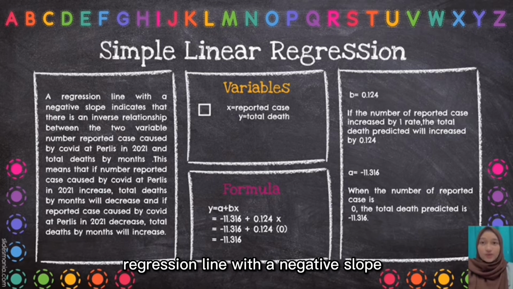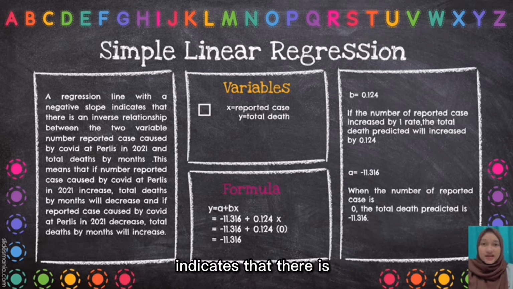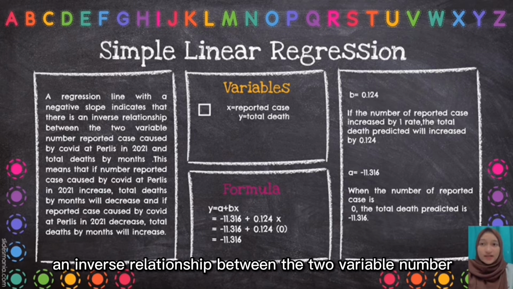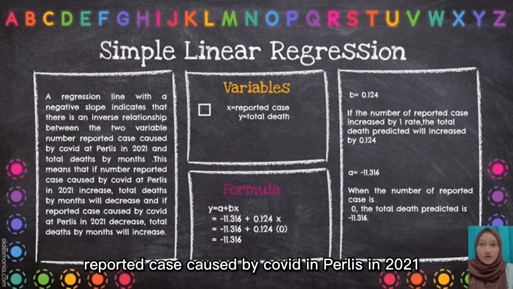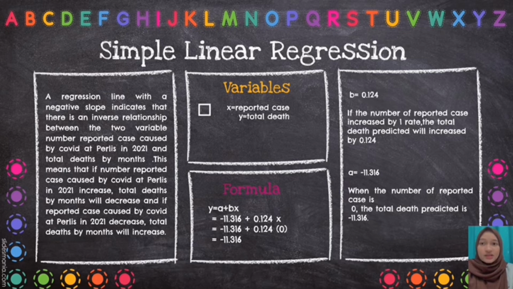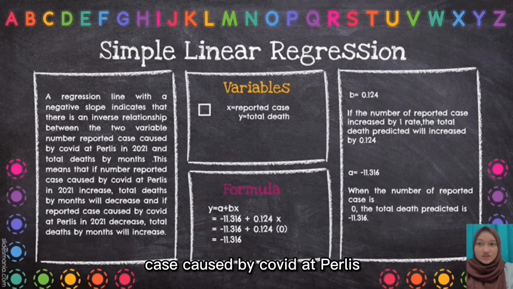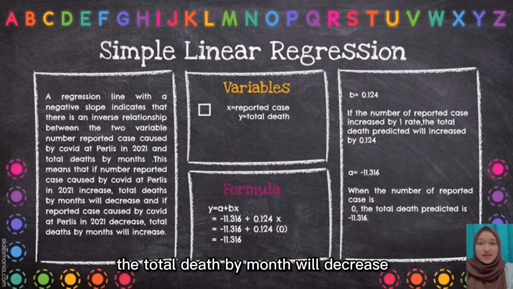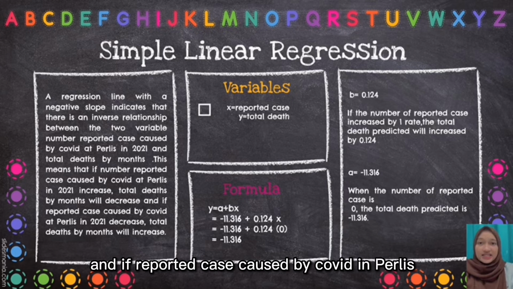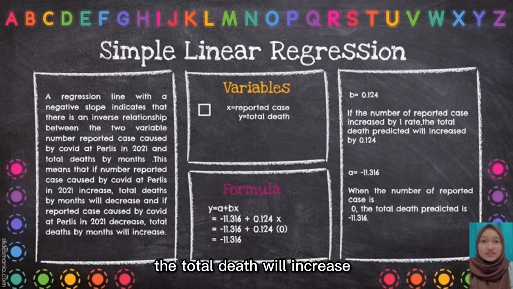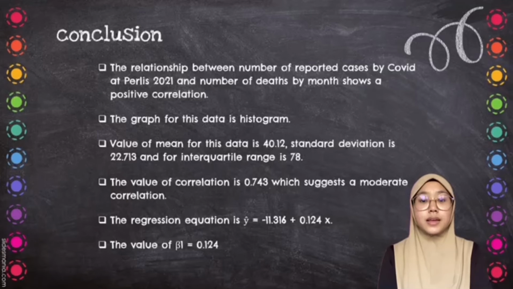A regression line with a negative slope indicates that there is an inverse relationship between the two variables, number of reported cases caused by COVID at Perlis in 2021 and total death by month. This means that if number of reported cases caused by COVID at Perlis in 2021 increases, the total death by month will decrease, and if reported cases decrease, the total death will increase.